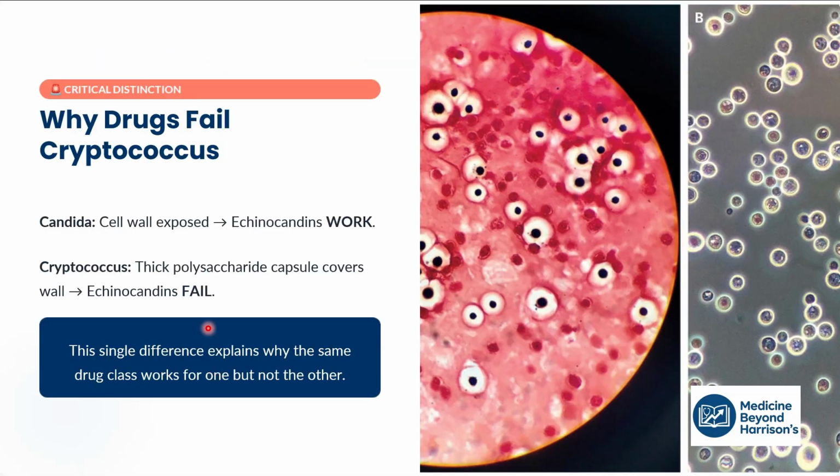The exception is Cryptococcus. Cryptococcus has a very thick polysaccharide capsule, which covers the cell wall. Because of this, echinocandins cannot reach the cell wall for their activity, so echinocandins fail. Whereas in Candida, the cell wall is highly exposed, so echinocandins work. Echinocandins means caspofungin, micafungin, and anidulafungin. This single difference explains why the same drug class works for one but not the other. So it is all based on the morphology and structure of each fungus that the drug works.